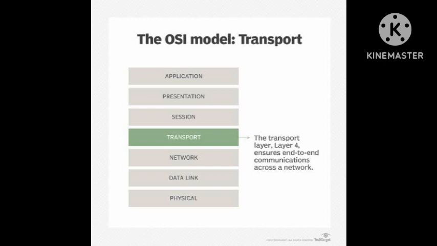The best known example of the transport layer is the Transmission Control Protocol, or TCP, which is built on top of the Internet Protocol, commonly known as TCP/IP. TCP and UDP port numbers work at layer 4, while IP addresses work at layer 3, the network layer.